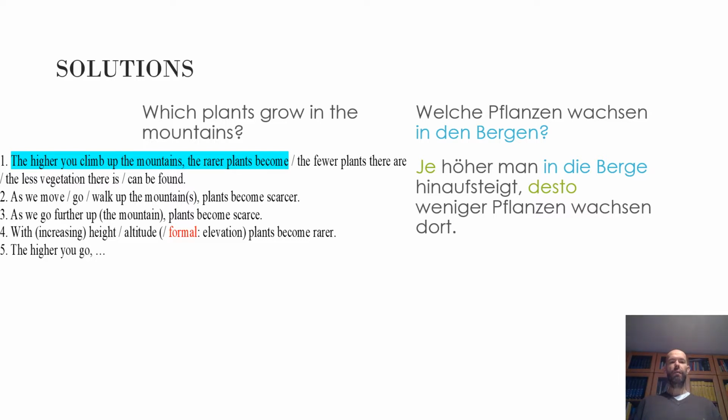And here we have this other correlative construction with increasing height, with increasing altitude, or even in a context that would be intended for adults, with increasing elevation, plants become rarer. Or simply, this is probably the simplest solution that might be intended for 4-year-olds, the higher you go.